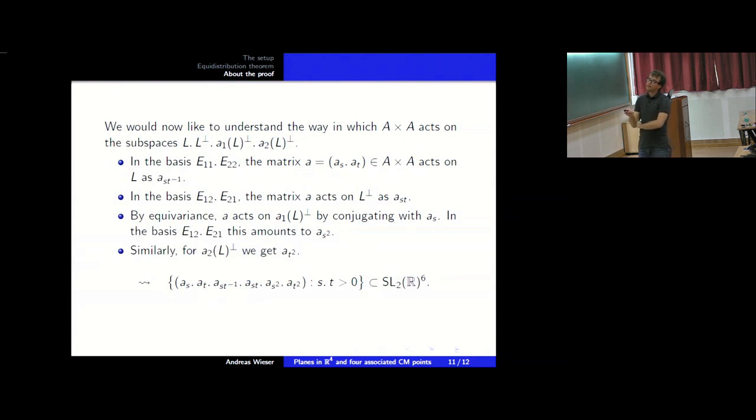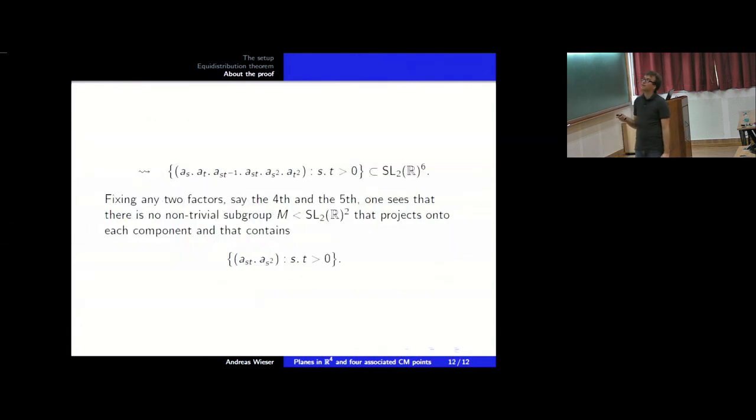Okay, now remember that if you want to see the way that this acts on the orthogonal complement of A1, you need to conjugate by AS, okay? And what you get is AS squared, and AT squared. So, okay, you get this huge subgroup of SL2R to the 6, okay? And I put it over here again.